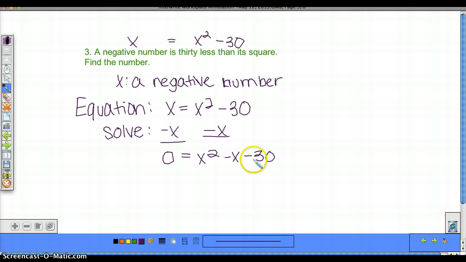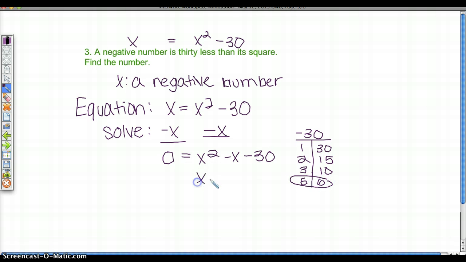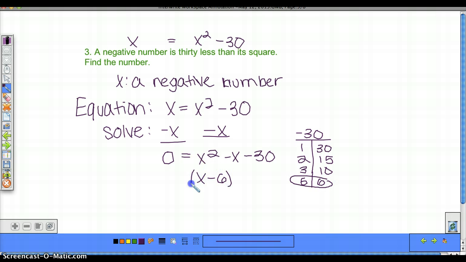We're looking for two numbers that multiply to give me negative 30 and add to give me negative 1. We could use 1 and 30, 2 and 15, 3 and 10, 5 and 6. I need one positive and one negative since 30 is negative. So we're going to use 5 and 6 and make it x minus 6 and x plus 5, because negative 6 plus 5 would give me negative 1.